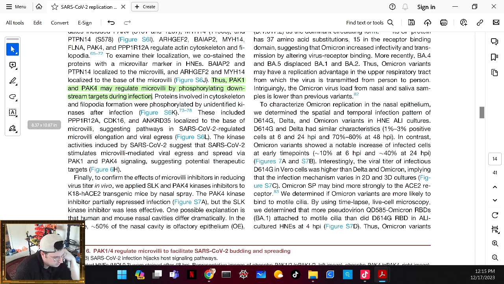So these are potential viral therapeutic targets that you would put into a nasal spray. And then they actually did that in the mice.